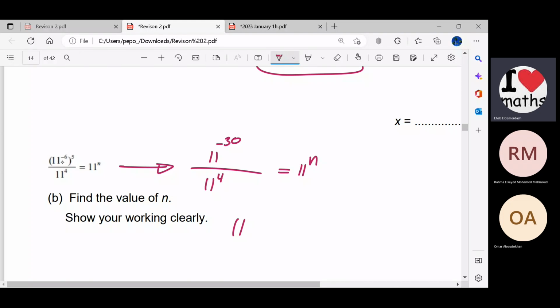I have 11 to the power of negative 30 divided by 11 to the power of 4. To make a division you have to subtract the powers. Negative 30 minus 4 will give you negative 34, which is equal to 11 to the power of n. So what's the value of n?